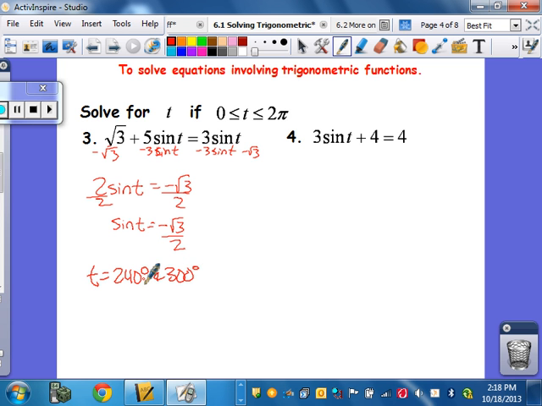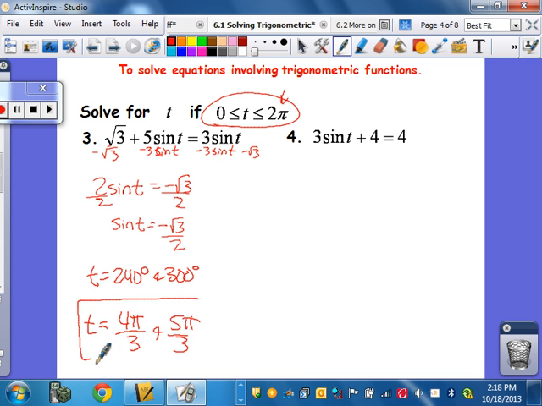Okay, you can't have this answer. Why? Look at your interval. It says 2 pi. So you guys need to just put this in radians. So it's the same exact drill as I did on number 2, since it was negative square root of 3 over 2, but I want it in radians. So your radian measures here are what? 4 pi over 3 and 5 pi over 3.